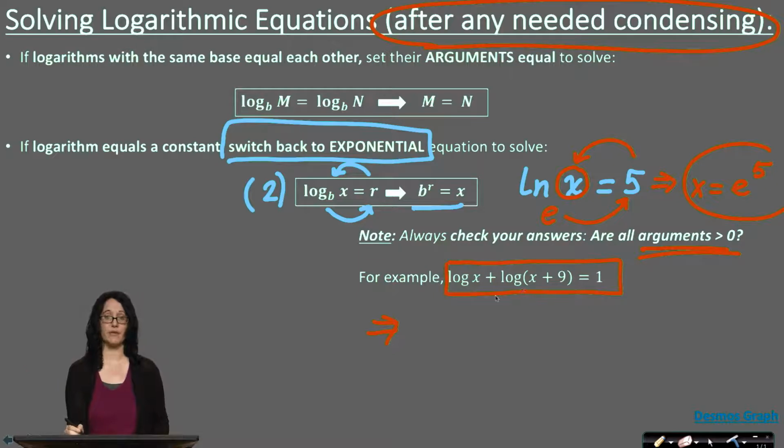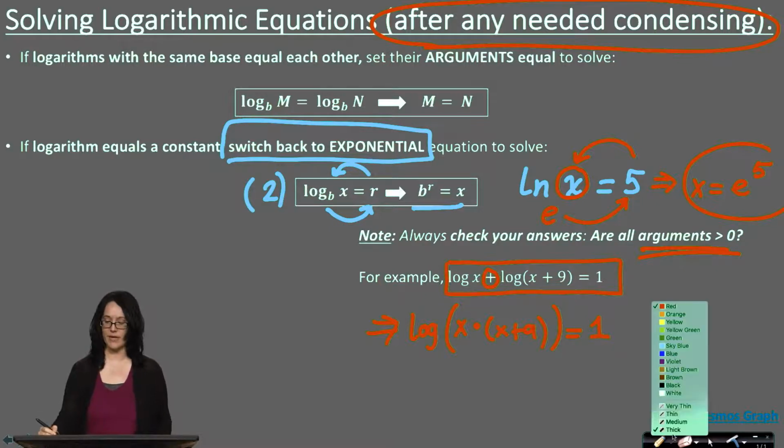Both of these bases are 10, so how did we condense a sum of 2 logs with the same base whose coefficients were 1? That's right, we did multiplication inside the argument. So the first argument was x, the second argument was x plus 9, and we would have logarithm base 10, so maintain your same base, of that new product argument equaling 1. Now, if our base is 10, we can continue with this problem.